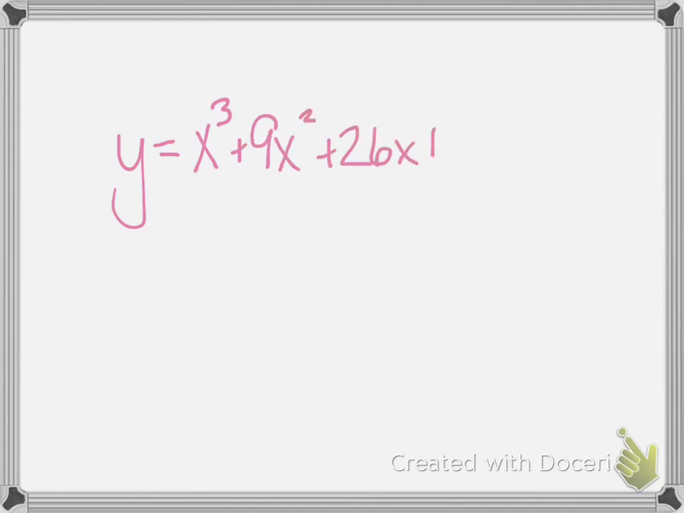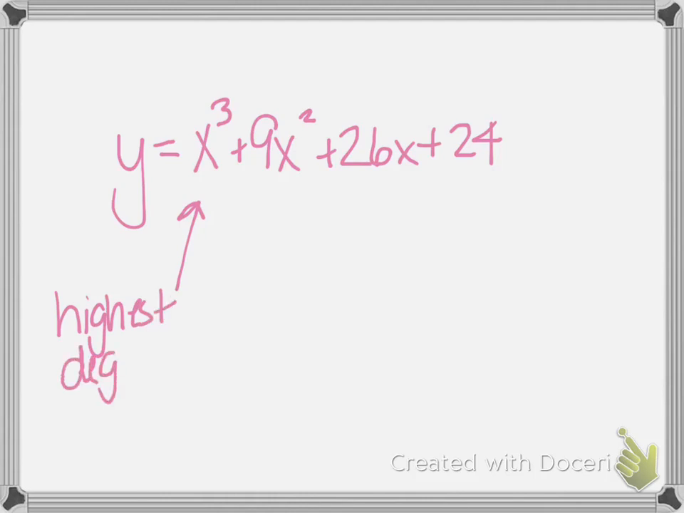Okay, the last thing on this page is a polynomial function. I just want to label a couple parts of this so you have an idea. So we have y equals x to the third plus 9x squared plus 26x plus 24. So here is your highest degree term, like we just talked about.